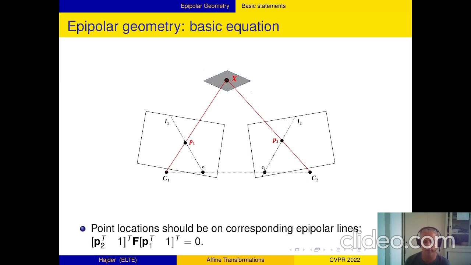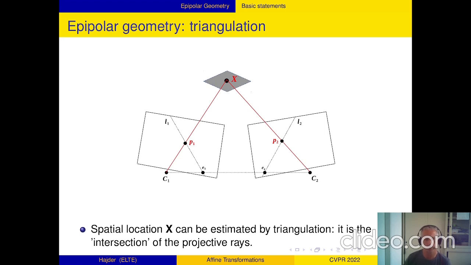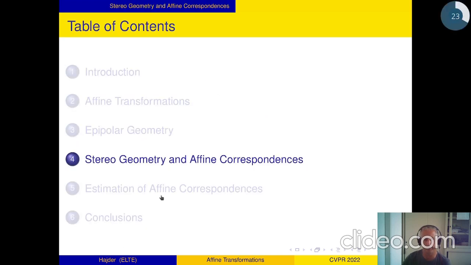So at least 7 point locations should be given, and if we have 7 point locations, then we have 7 equations like this for the fundamental matrix, and the fundamental matrix can be estimated. However, the most popular algorithm to estimate the fundamental matrix is the 8-point algorithm. So the singularity is not considered, only the scale ambiguity. And as I mentioned, the intersection of the projective rays gives the spatial location X.